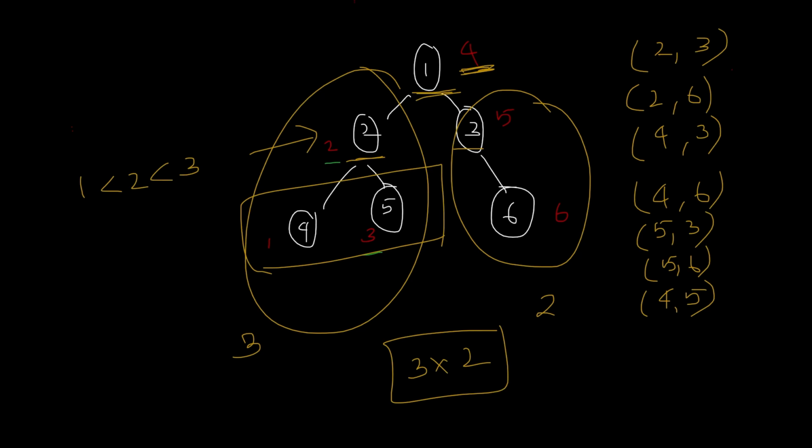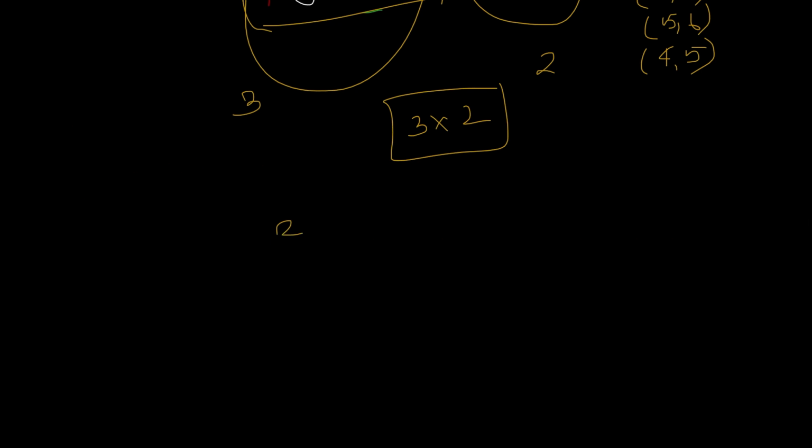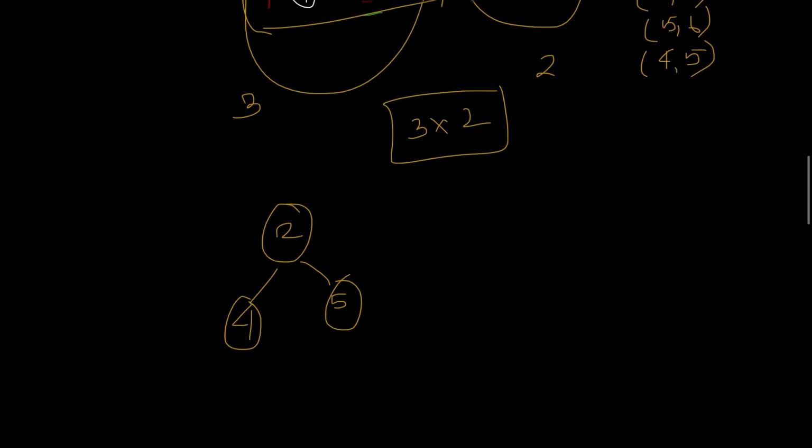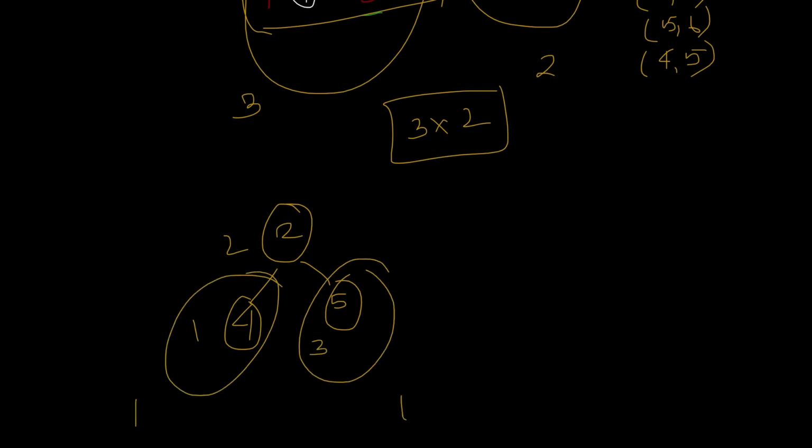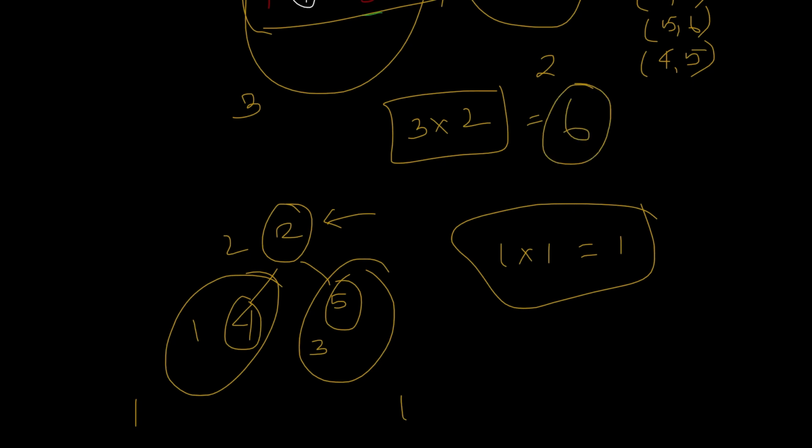Now coming to this smaller one, here the smaller one was like 2, then 4, then 5. Here I've assigned the permutation values like 1, 2, 2, and 3. So again here in the left side there is one node, in the right side there is one node. So if this is the LCA, we again get 1 into 1, that is 1 pair. So 3 into 2 is 6 pairs, and here 1 pair. 6 plus 1, 7 pairs. So that is the basic intuition that we might get.